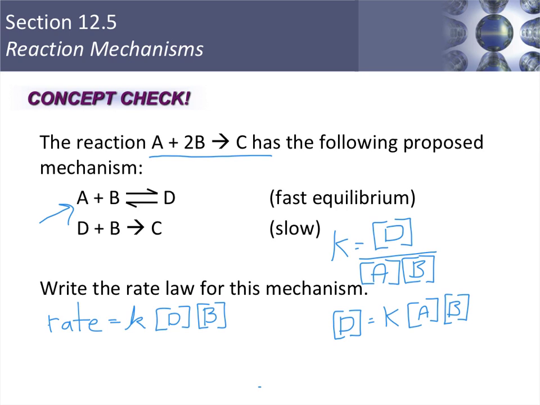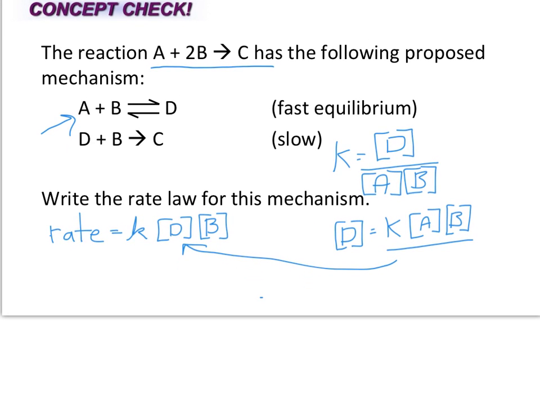So we can substitute this expression here into what we already have for D. So when we do that, I'm going to move this up just a little bit, we'll end up with the rate is equal to K, concentration of A, times, and then we have B times B, so that's going to be B squared.